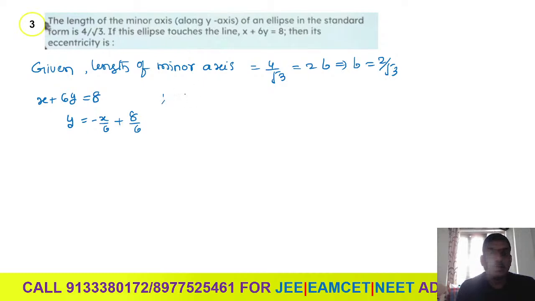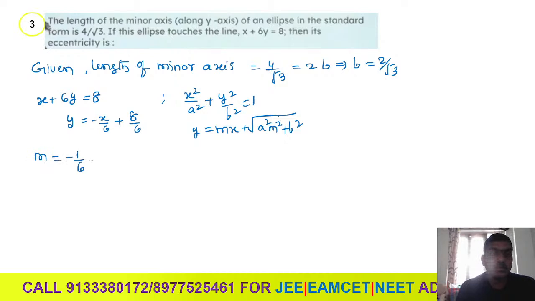So let us take the ellipse x square over a square plus y square over b square equals 1, and the tangent line is y equals mx plus square root of a square m square plus b square. Okay, so from this we can get m equals minus 1 by 6, and c square, this is 4 over 3 whole square, 16 by 9, which equals a square m square plus b square. So 16 by 9 equals a square times 1 over 36 plus b square 4 over 3.